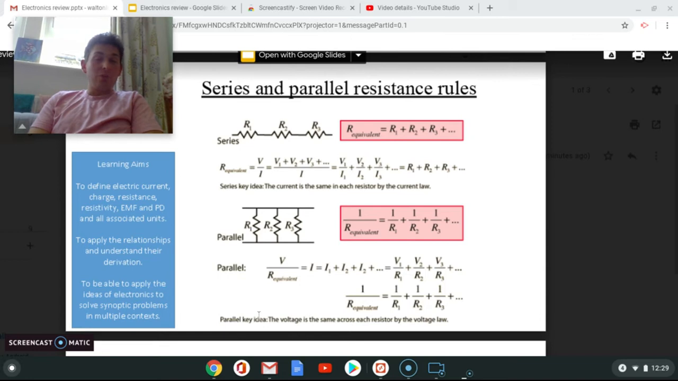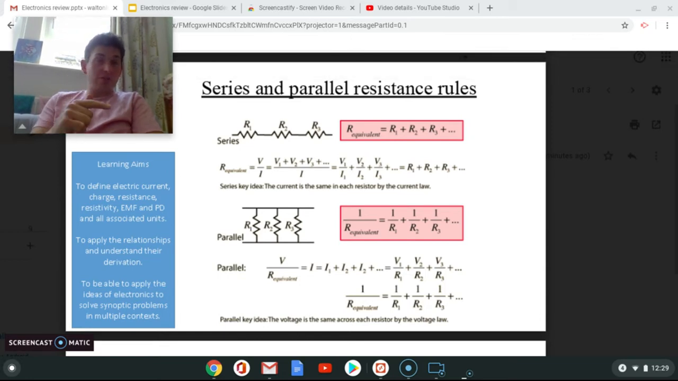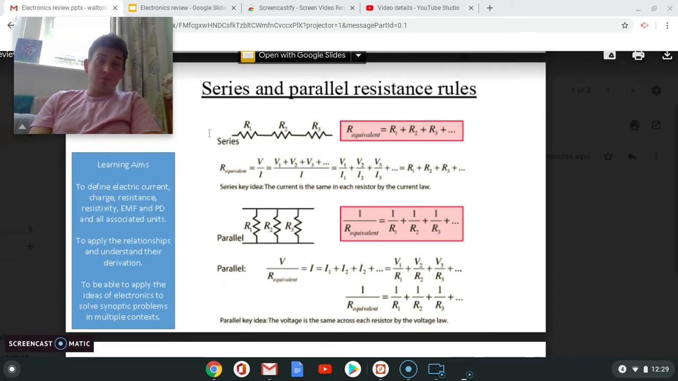For the parallel one, the voltage is the same across each resistor. That's the key idea. So we can say the voltage is constant. Voltage over resistance equals current. So current 1 plus current 2 plus current 3 equals voltage 1 over resistance 1 plus voltage 2 over resistance 2, and if voltage is constant, we just get 1 over, don't we? So 1 over total resistance is equal to 1 over resistance 1 plus 1 over resistance 2. If that makes sense, amazing. Science.